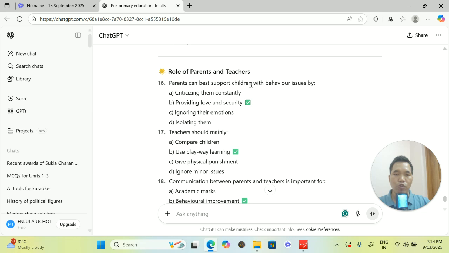Parents can best support children with behavior issues by providing love and security. The more you give them love, the more they will be attracted to you, the more they will approach you, the more they will be close to you. So these are very easy questions, but these questions are very, very important parameters. And I will surely share these questions, don't worry.